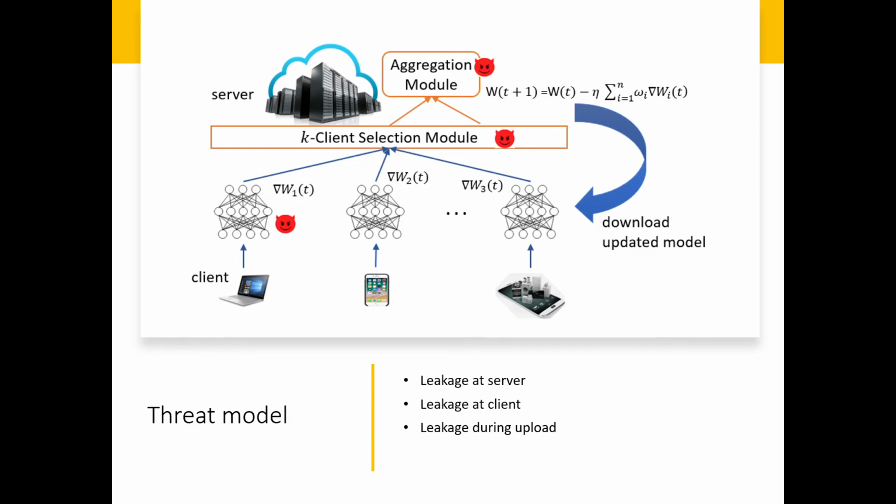Federated learning may be exposed to privacy leakage threats at multiple locations: at the server, at the client, and during communication. Today we study a low-cost and lightweight privacy leakage threat based on gradients of the local training data.